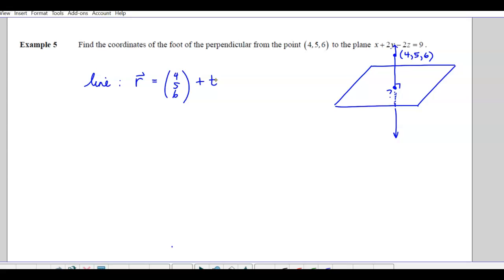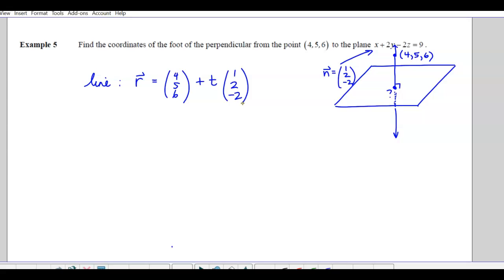Now, remember, we've learned that that's the Cartesian equation of the plane, and the coefficients of x, y, and z will give you the normal to the plane. So the normal is 1, 2, -2. The normal to the plane means it's perpendicular, so that's actually the direction vector of this line. It doesn't matter which direction, it can go either way. So 1, 2, -2.